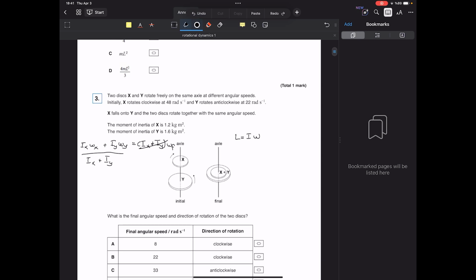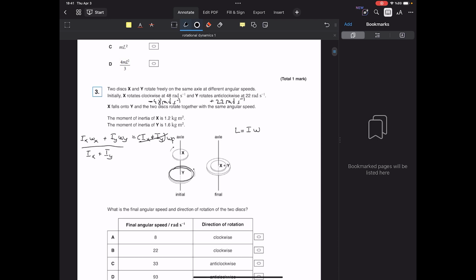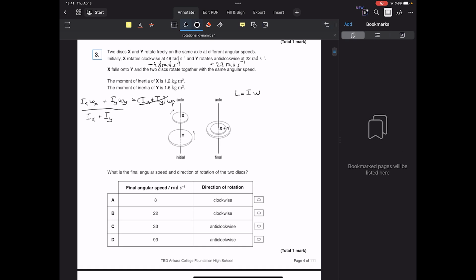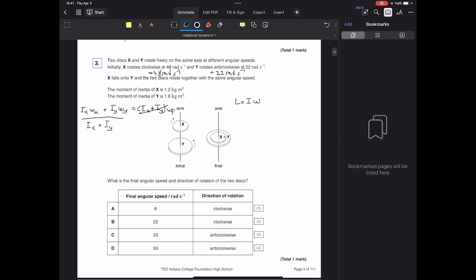X rotates clockwise, so I'm going to say clockwise is negative 48 radians per second, and anti-clockwise is 22 radians per second, or plus 22. This is just convention. Anti-clockwise is usually positive, because if you do the right hand rule in this image, it will be upwards, and it doesn't matter. You'll get the same answer both ways.